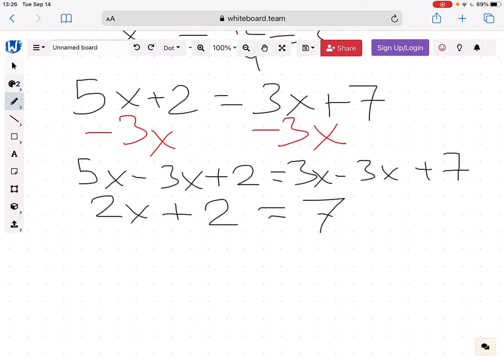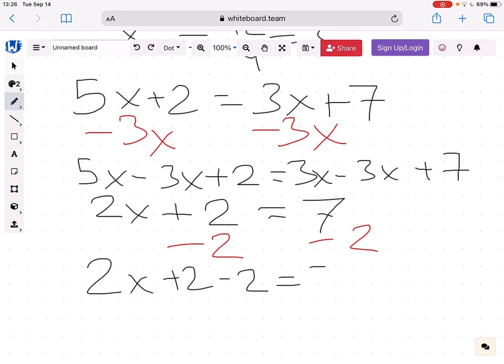So what it means, we need to get rid of this plus 2 sitting on the left. And to get rid of 2 is to subtract it. We want to subtract 2 to get rid of it. Again, we have to do the same thing on the right, what we just did on the left. So we're subtracting 2 from the right side too. And we got 2x plus 2 minus 2 equals 7 minus 2, which is 2x equals 5. All right?